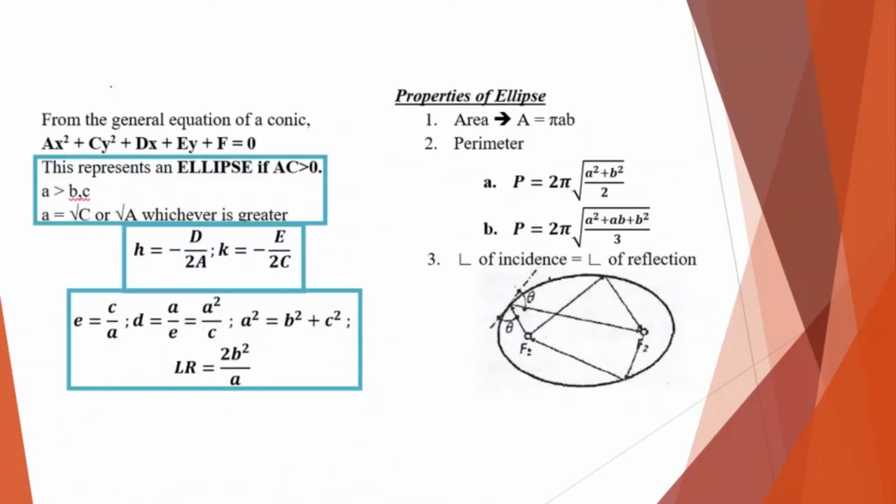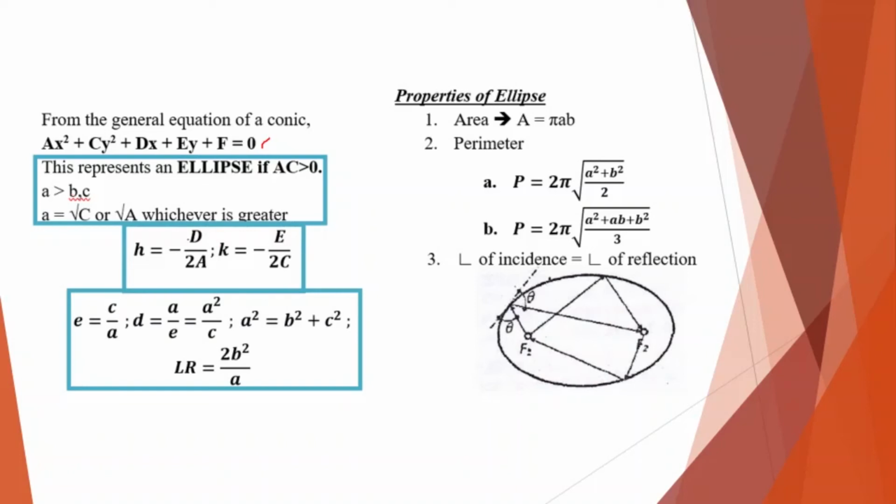So next, from the general equation of a conic, again we have this equation here. So this represents an ellipse if a times c is greater than 0. Okay, so in here, a is always greater than b and c. Since a is the major axis, we can get a by equating it to the square root of c or the square root of a, whichever is greater.